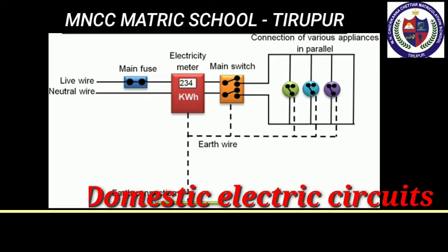The electricity is brought to houses by two insulated wires. Out of these two wires, one wire has a red insulation and it is called live wire. The other wire has a black insulation and is called neutral wire.